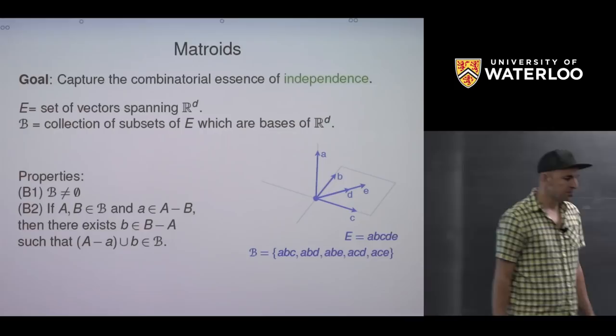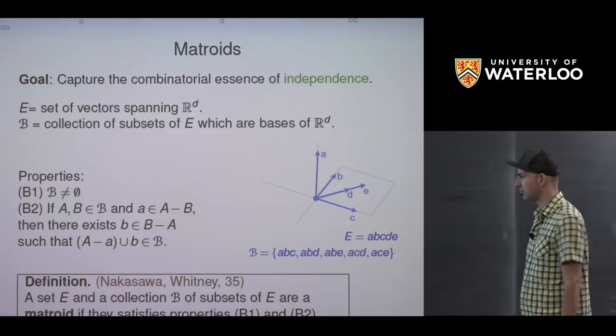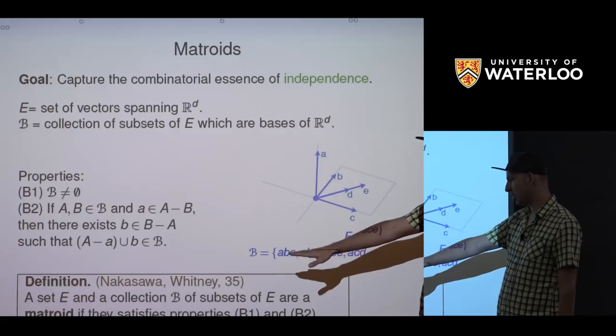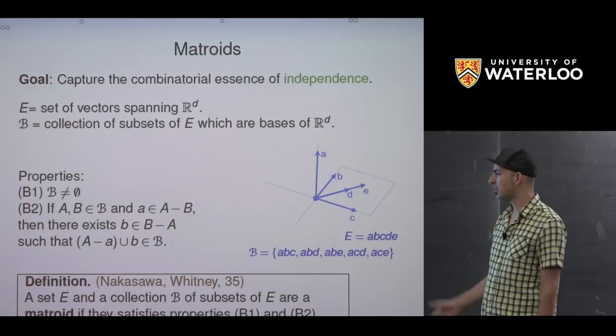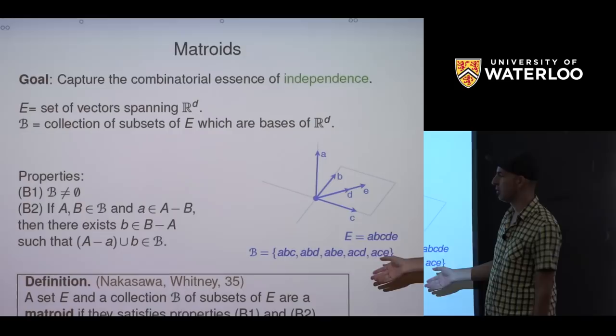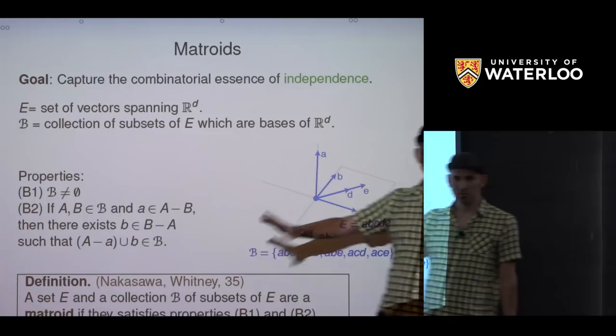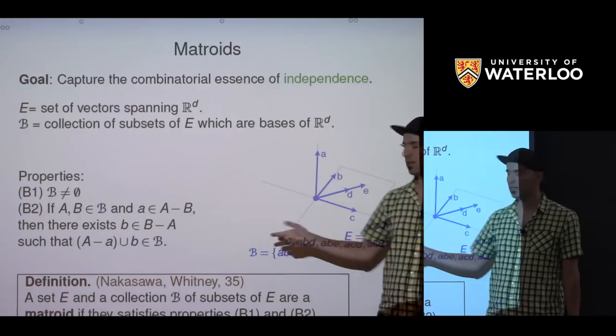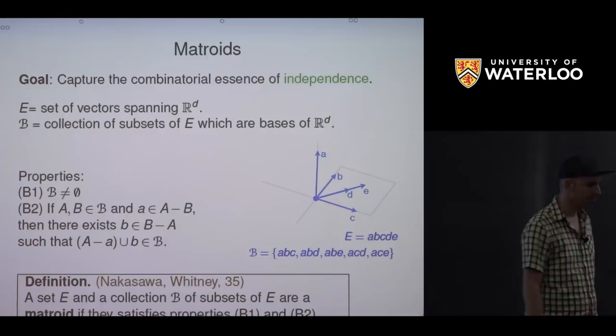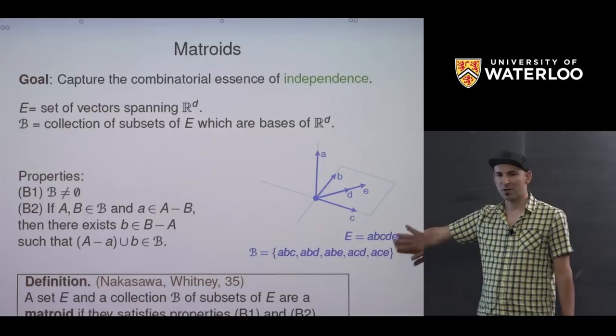Now, the key definition, or at least one of them, was due to Nakasawa and Whitney in 1935, at about the same time. We're going to say that a set E and a collection B are called a matroid if this property is satisfied. Okay? So if I have vectors, I get a matroid. But now I'm trying to abstract: what is this combinatorial property that these sets of bases have? Whenever a collection satisfies this property, I'm going to call that a matroid. Okay. And this matroid is going to be my running example throughout the whole talk.